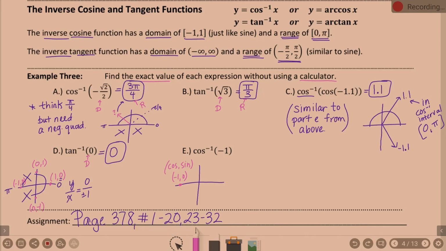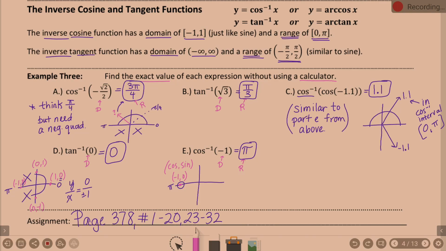We don't really want to say 180 though. What do we want to say? Pi. Is pi an option? Yeah, my range is 0 to pi. It's at the very edge, but it is an option. Okay, and I never checked the domain on that one. Domain was supposed to be negative 1 to 1. That does work.